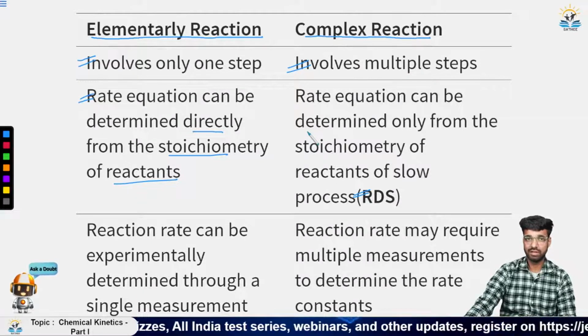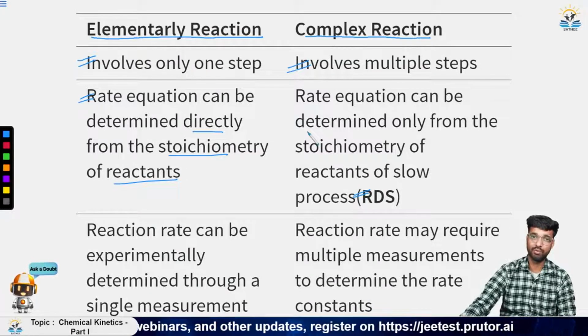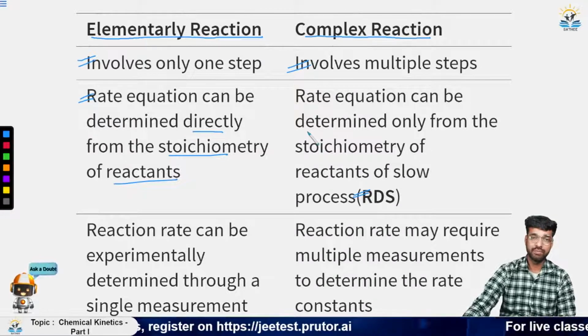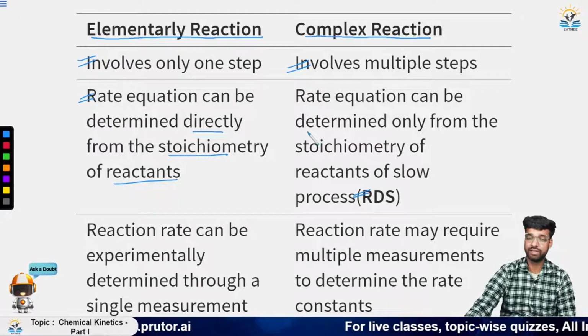Because this step will be affecting the overall reaction more. So suppose a reaction is taking place in 10 seconds and 2 steps are occurring in just 1 second and 1 second and the remaining step is taking 8 seconds to happen.